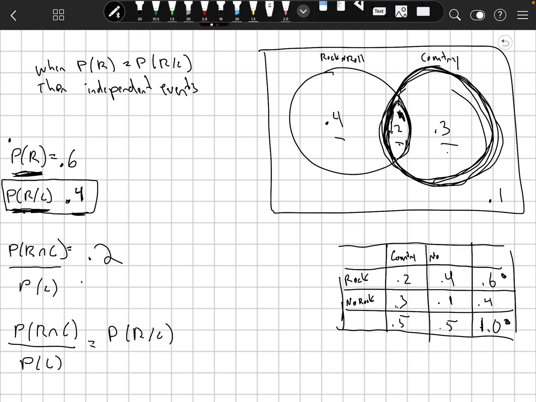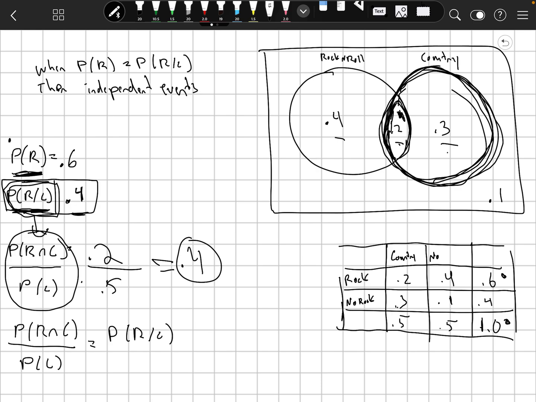And out of the people who like country, that's 0.2 plus 0.3, that's 0.5 there. And that gives us our 0.4. So what I'm saying is that this right here is just this right here. That's how we find it. So I've written this down here.